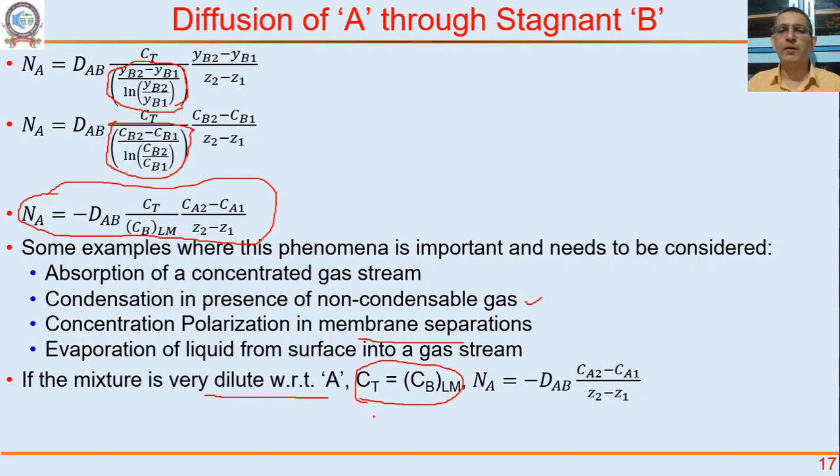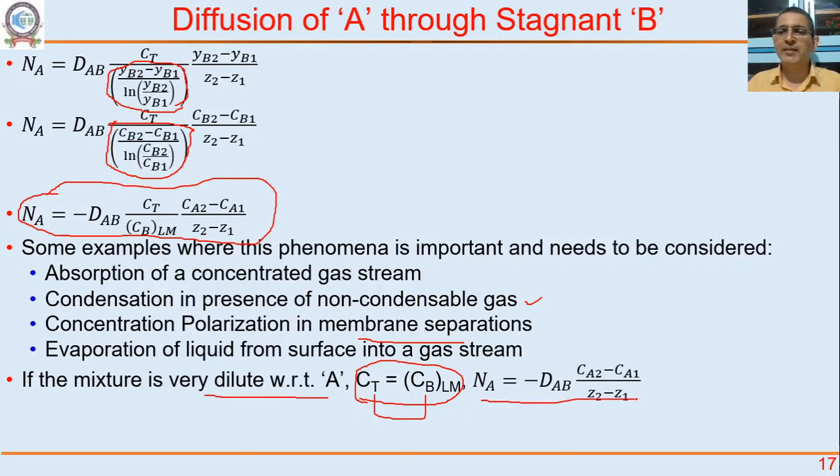These concepts are important. I'm just saying these sentences, but unless you understand each and every sentence, don't go forward. Unless you understand these concepts, don't go forward. Understand everything that is written on the slide. Derive for yourself. Only then go forward. How is this CT equal to CB log mean? Understand, and then go forward.